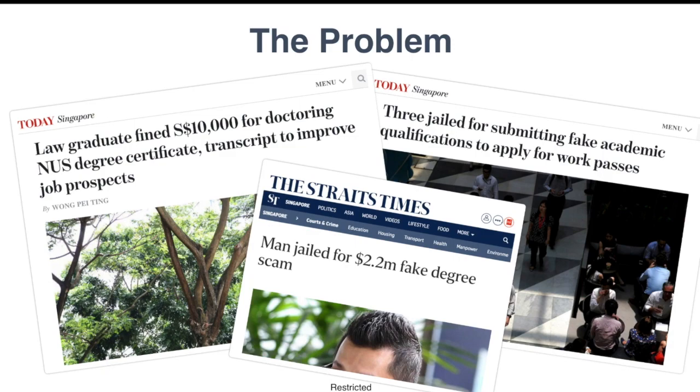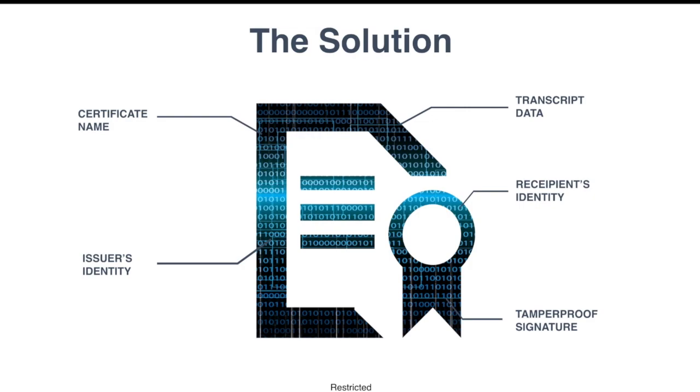OpenCerts set out to solve the problem of fake academic qualifications. Traditionally, academic qualifications can be easy to doctor, but yet hard for anyone to verify. Our solution is to digitize the academic qualification.